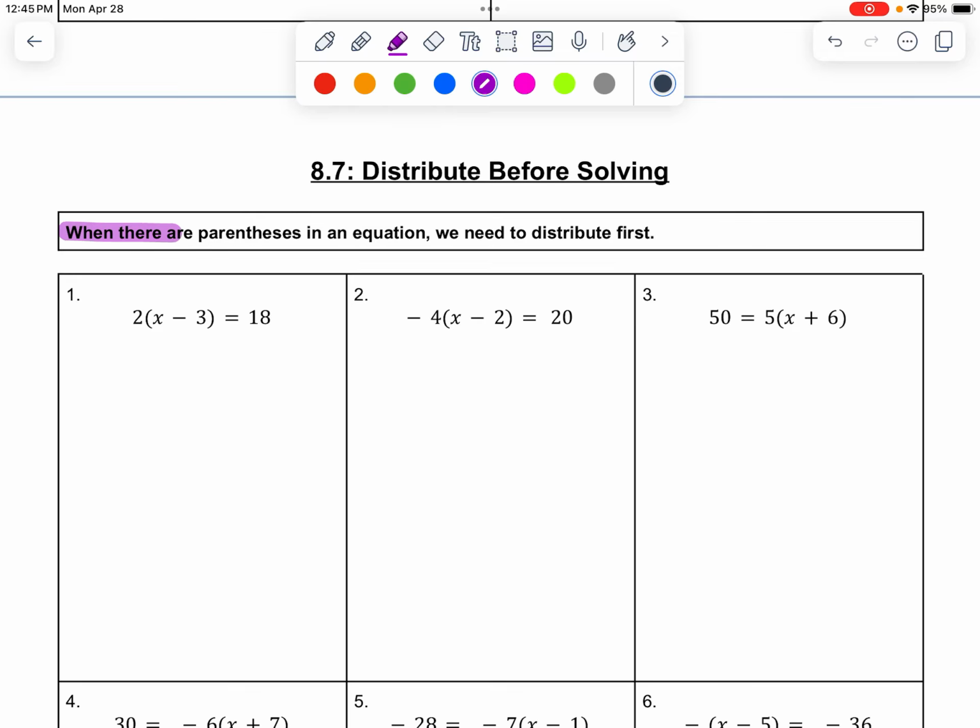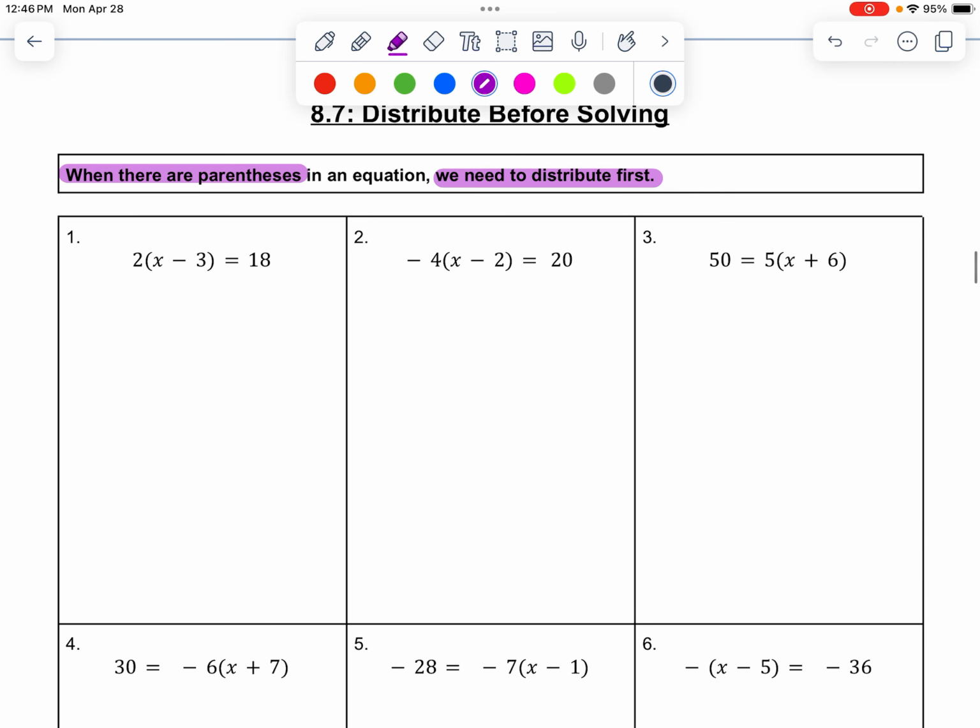When there are parentheses in an equation, we need to distribute first. So this is going to combine a few of the skills that we've learned this year. We're going to need to remember our distributing skills, and then we're going to need to remember our solving skills.